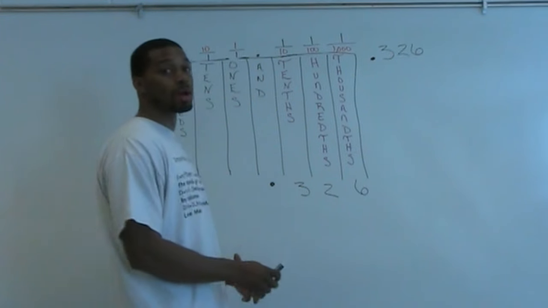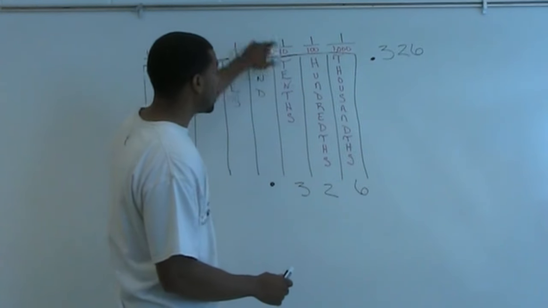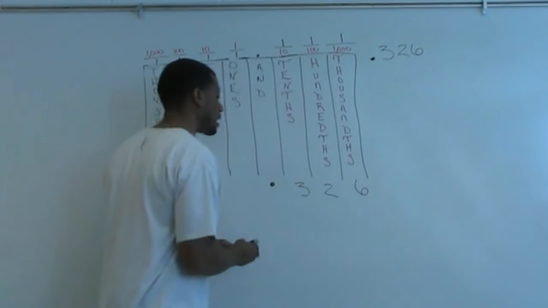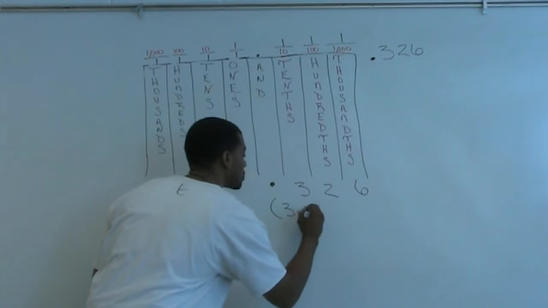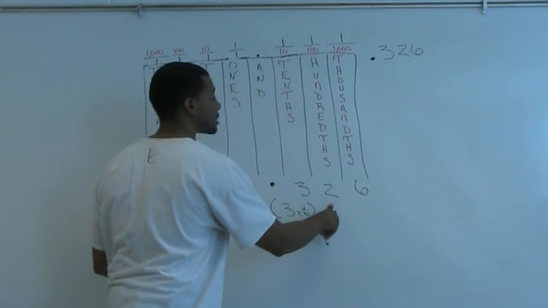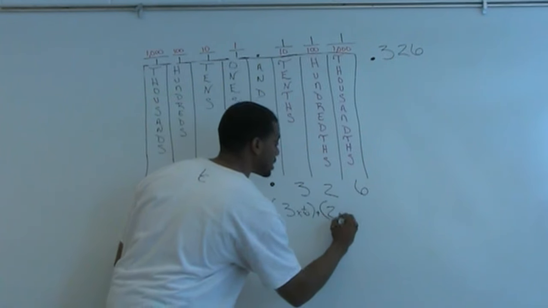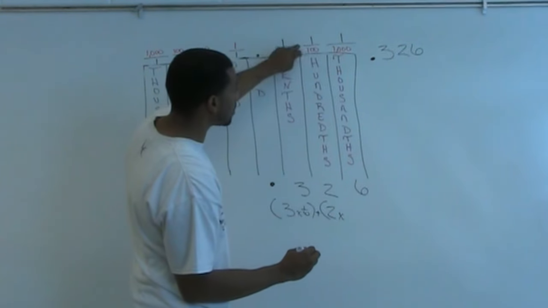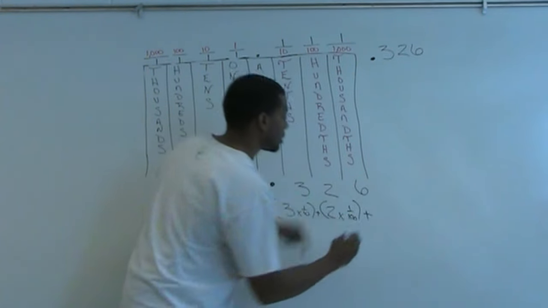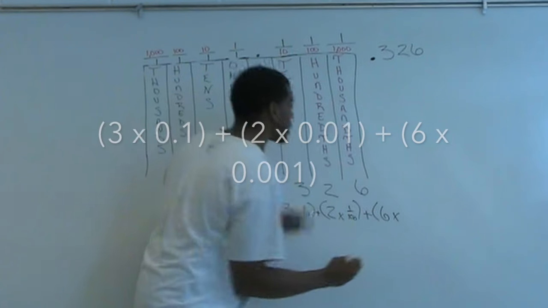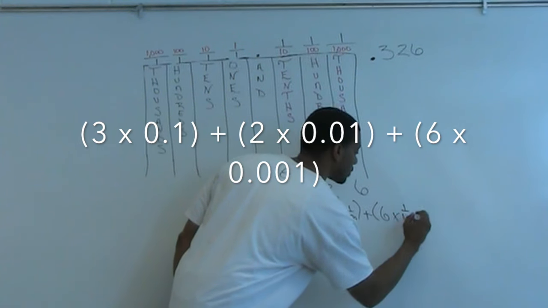So now I need to break it down. Well, actually I need to expand it. So 3 times 1/10, because that's the column it's in, I'm going to put it in parentheses. My 3 times 1/10. I'm adding it to the digit that's to its right, plus 2 in parentheses times, I just go up to the top of my column, 1 over 100, plus 6 times, go to the top of my column, 1 over 1,000.